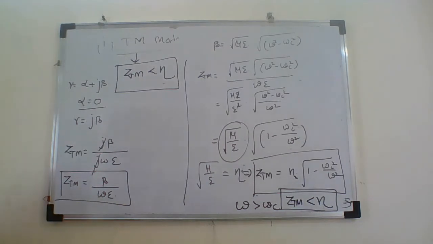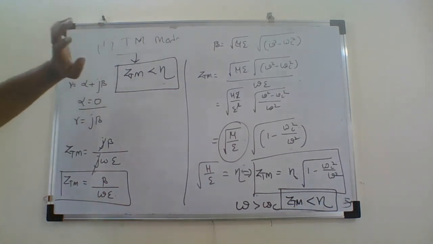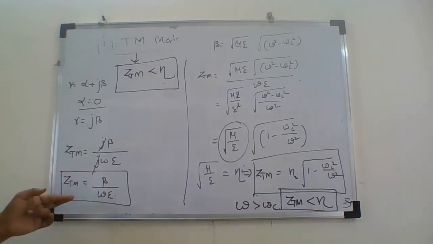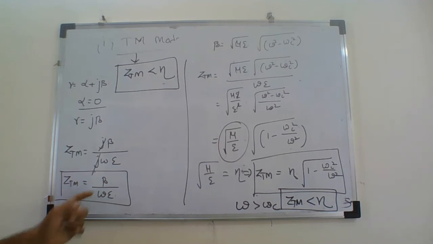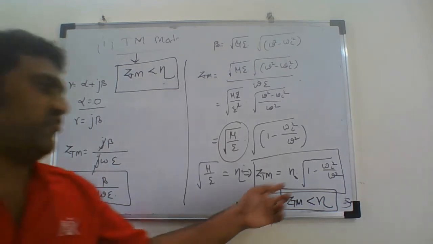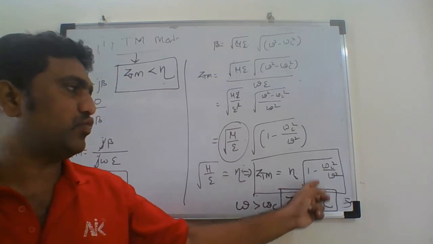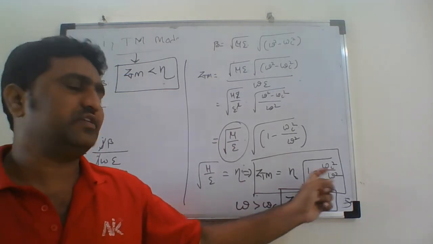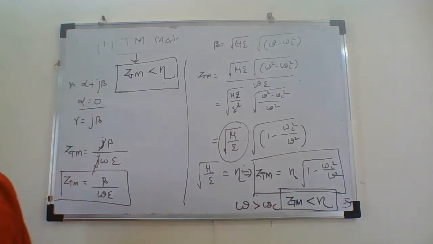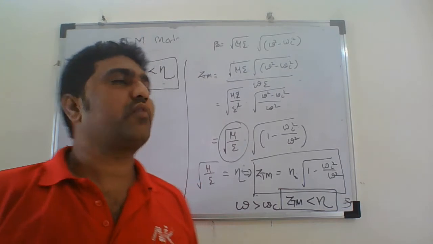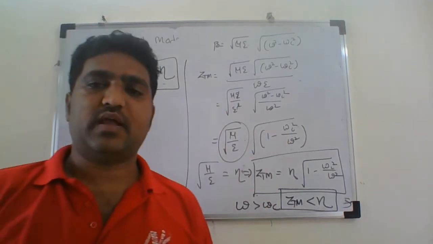So this is the case for the transverse magnetic wave. These are the expressions. We can get a simple expression, ZTM is equal to beta by omega epsilon, or in terms of intrinsic impedance we can write it as ZTM is equal to neta into root of 1 minus omega c square by omega square. This is the expression for the intrinsic or wave impedance in the transverse magnetic mode.